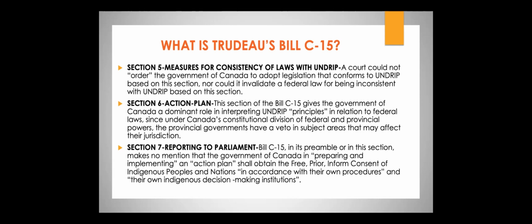Section 7, reporting to Parliament. Bill C-15 in its preamble or in this section makes no mention that the government of Canada, in preparing and implementing an action plan, shall obtain the free, prior, informed consent of Indigenous peoples and nations in accordance with their own procedures and their own Indigenous decision-making institutions, which again is in Article 18 of the UN Declaration, that wording. Instead, they talk about the consultation and cooperation with Indigenous peoples in developing the action plan and in reporting to Parliament. Next section, please.